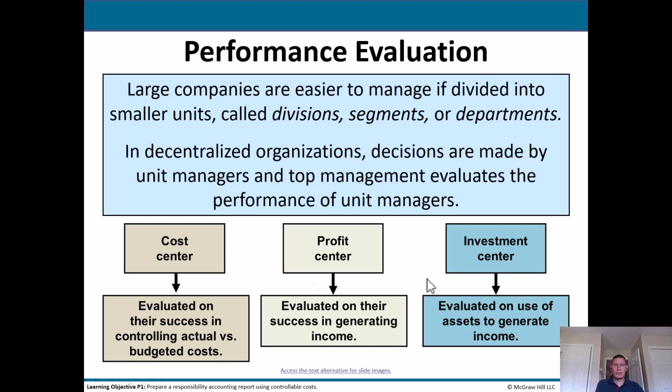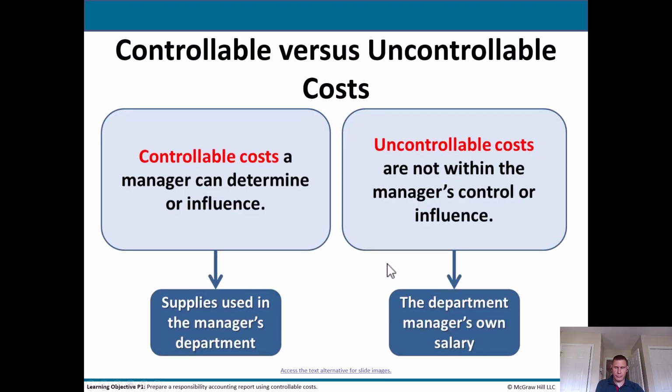We also have three different types of centers. We have companies that are broken down into cost centers. They're evaluated on their success in controlling actual versus budgeted costs. Profit centers are going to have revenues and costs. They're evaluated on their success in generating income. And then we have investment centers, which is basically a profit center, but they also deal with investments. And they're evaluated on the use of assets to generate income.